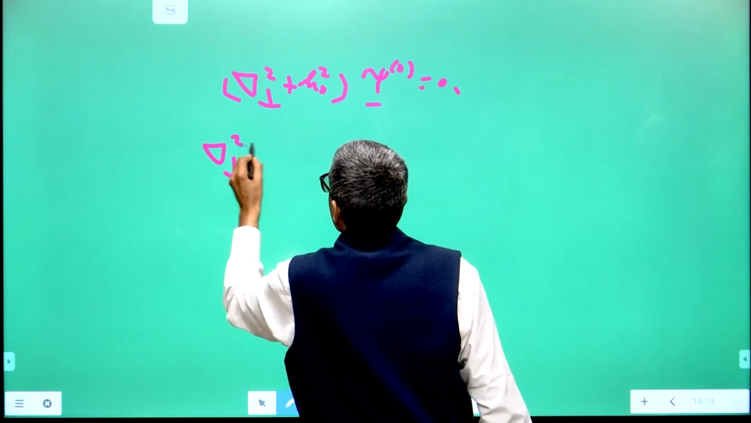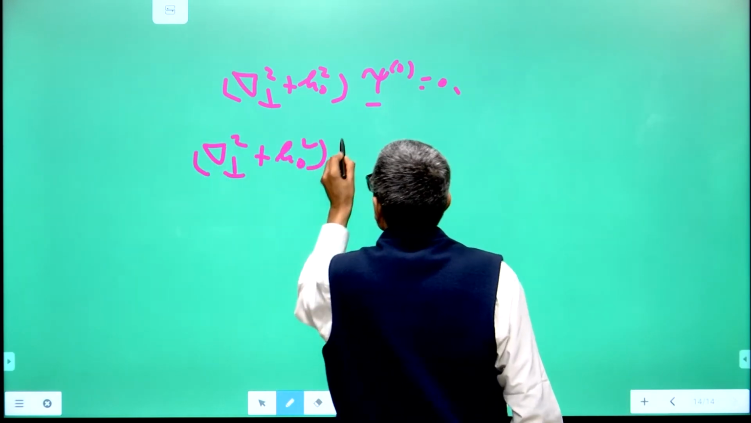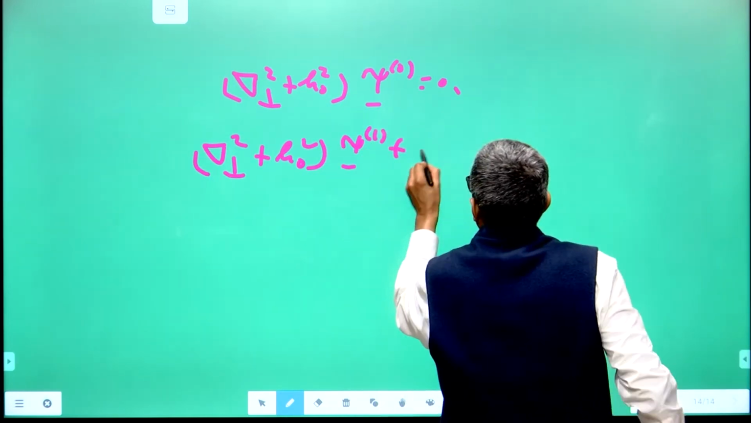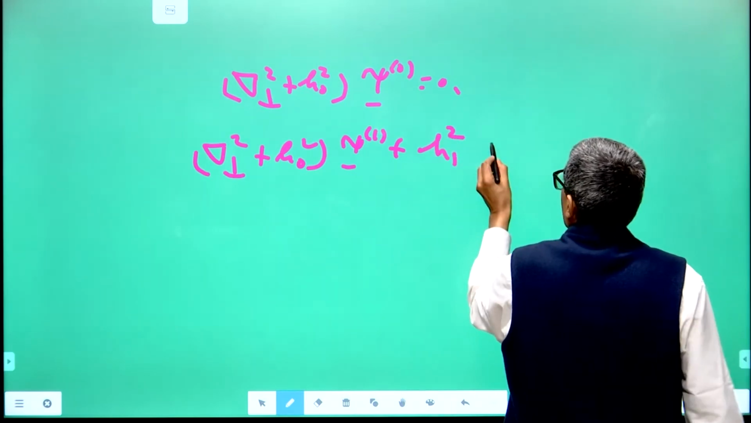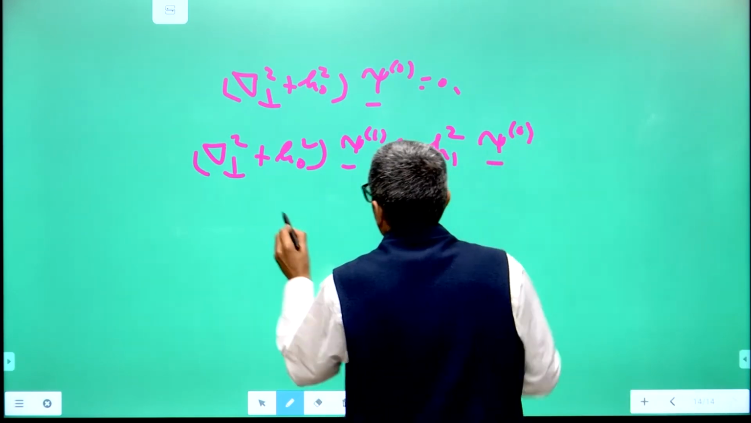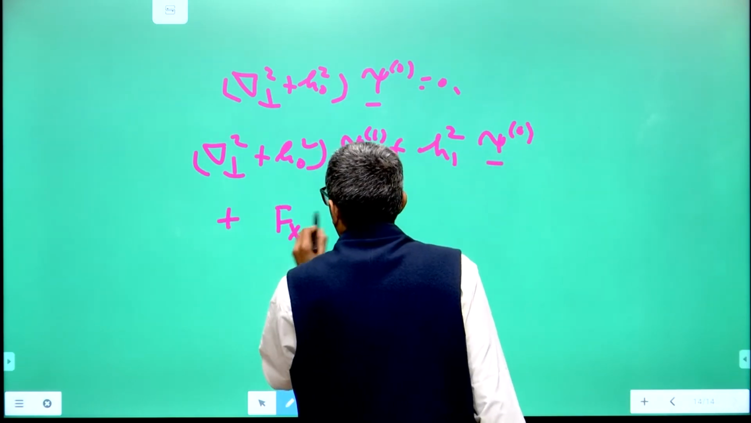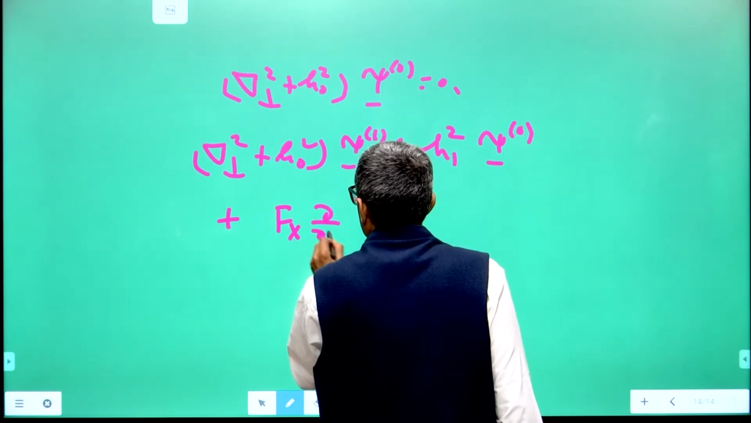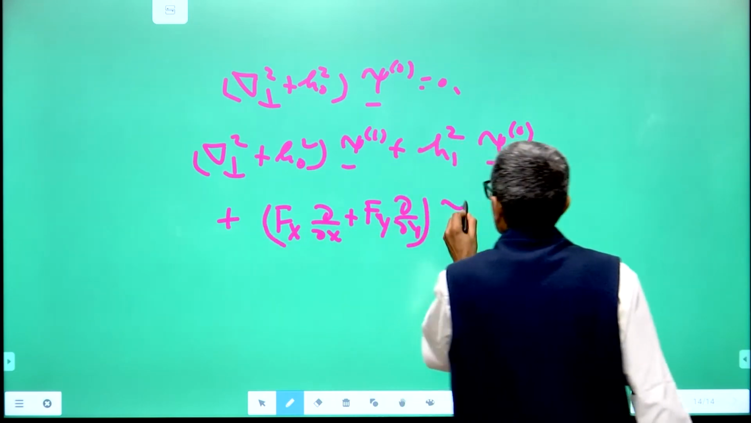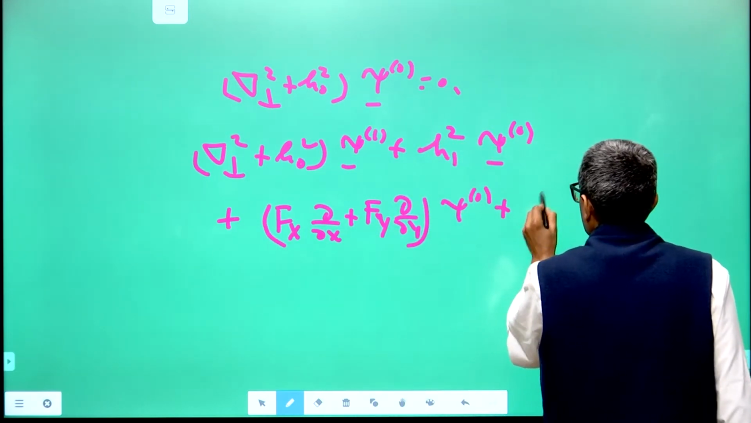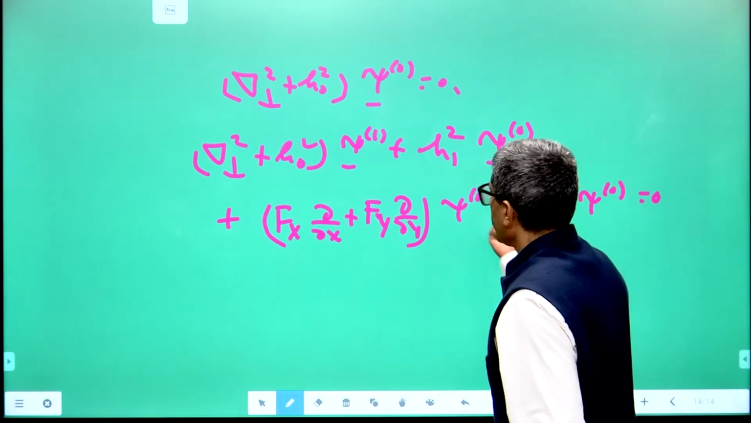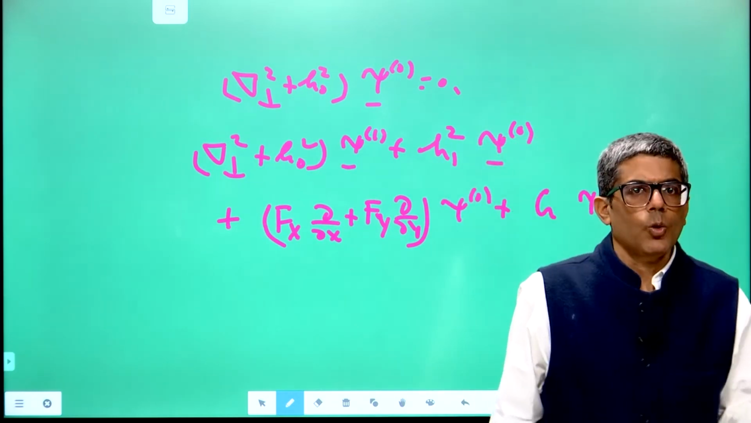del perpendicular square plus h naught square acting on psi 1, plus delta times h1 square times psi 0, that is the order delta term, plus fx into dou by dou x plus fy into dou by dou y acting on psi 0, plus g times psi 0 is 0, where fx, fy and g are functions of x, y, omega and h naught square.